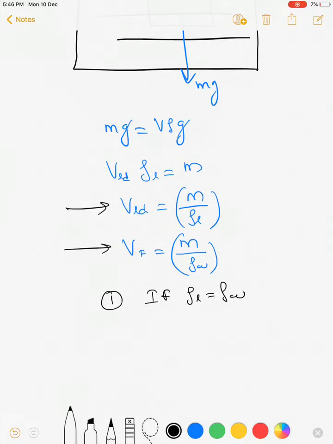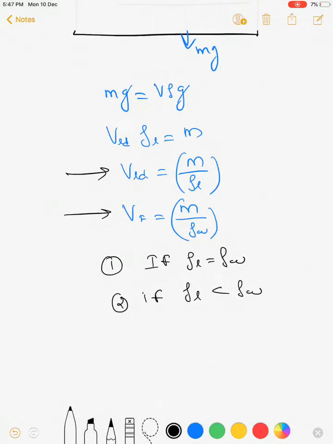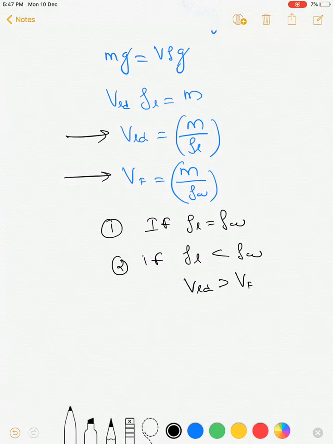Now in the second situation, if the density of liquid is less than density of water, then we can say that volume of liquid displaced will be greater than volume of liquid which is formed. So the initially displaced level will be more as compared to the volume of liquid we are getting after melting. So the level of liquid will decrease.